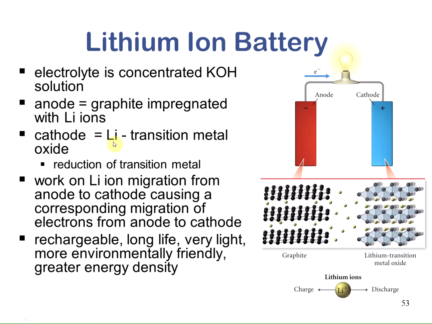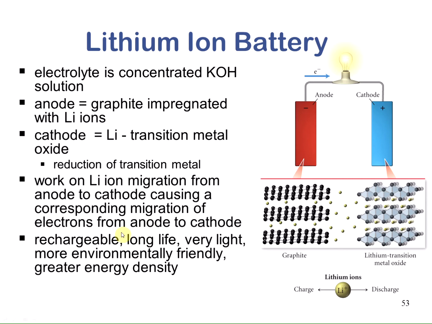At the cathode, you've got lithium and you've got a transition metal oxide. So here you have the lithium transition metal oxide. So you've got the lithium ions and the transition metal oxide here. And we have lithium ion migration from anode to cathode, causing a corresponding migration of electrons from anode to cathode. So the electrons flow from anode to cathode.